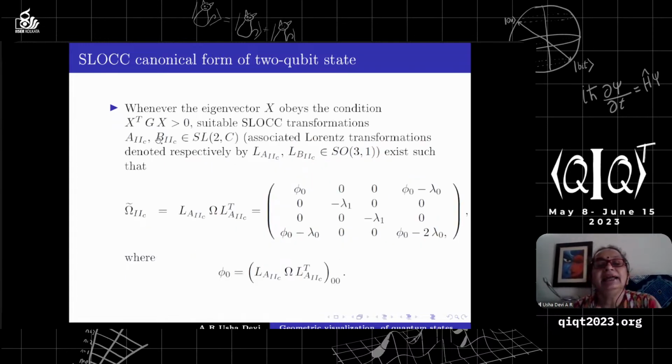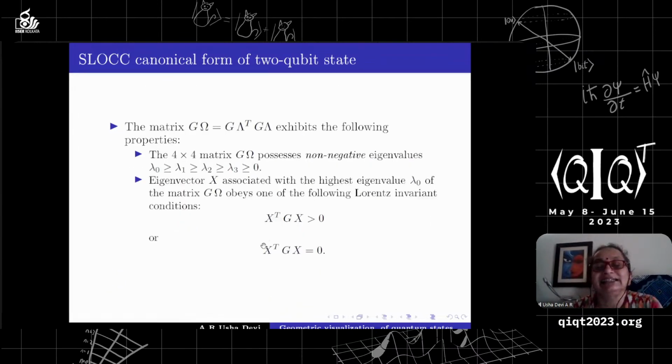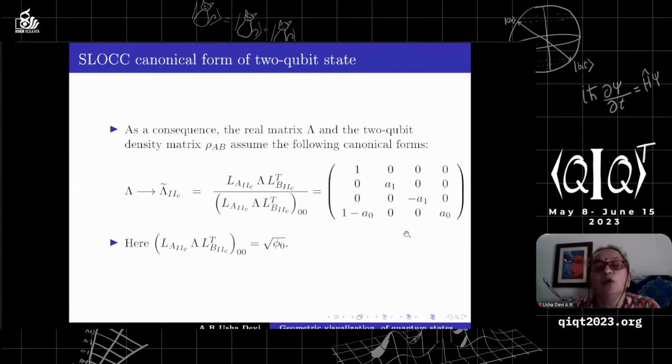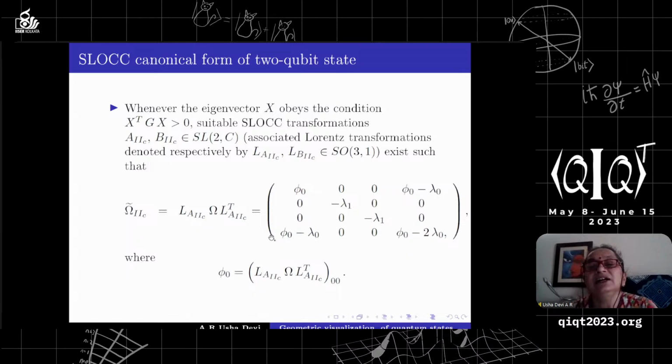Once you do that, I also find the other case, that is when you have X transpose Gx equal to 0. What does this give you as a canonical form? That is a little complicated. I don't get a diagonal form for the omega matrix under such a transformation. And I will simplify it to obtain my lambda matrix. The canonical form of the 4x4 real matrix has this particular structure where I can find A1 and A0 in terms of the eigenvalues of the G omega matrix.